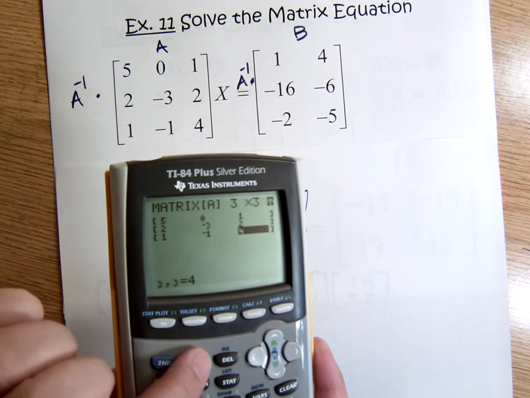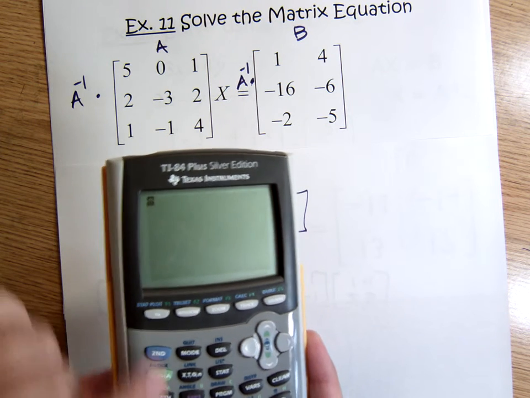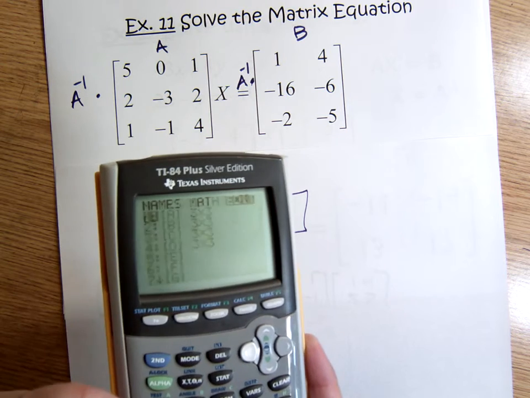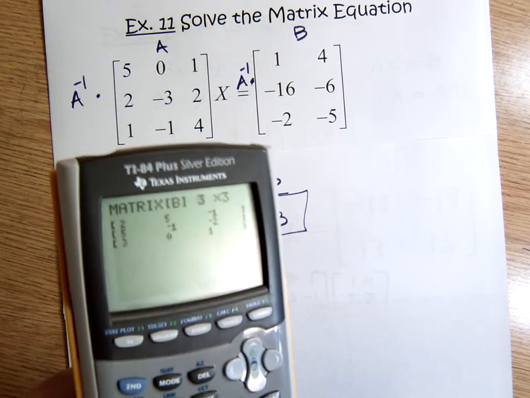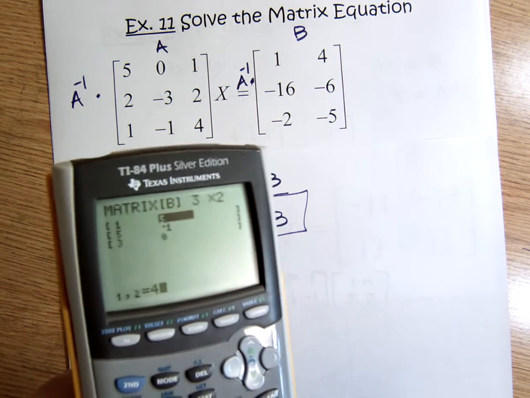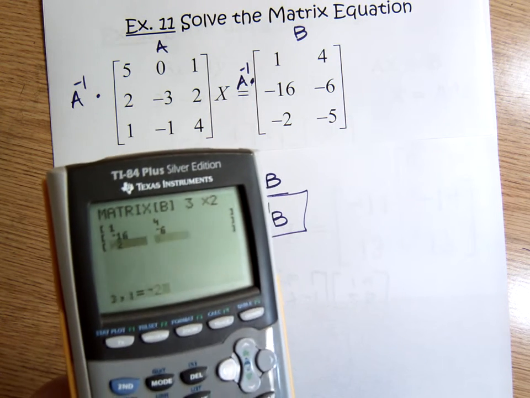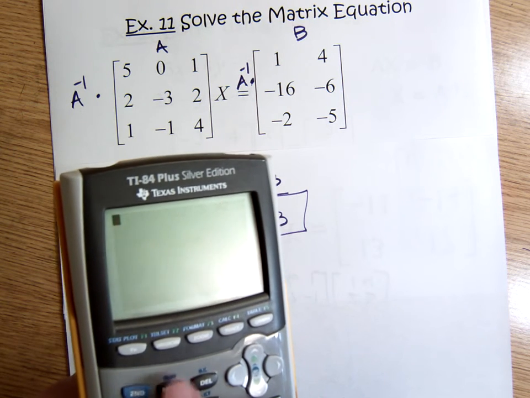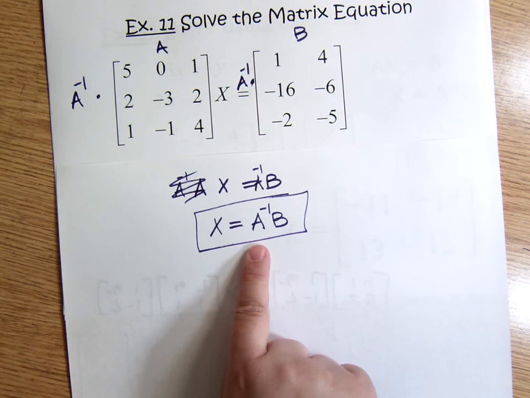So second quit. Now, I also need my B matrix in there. So let's go ahead and put B matrix in there. Go over to edit. Put my B matrix in there. My B matrix is actually a 3 by 2. So I'm going to set it up to be a 3 by 2. Then start putting in entries. And then I'm going to leave that matrix. Okay, so we know that this is what we need to do to solve.